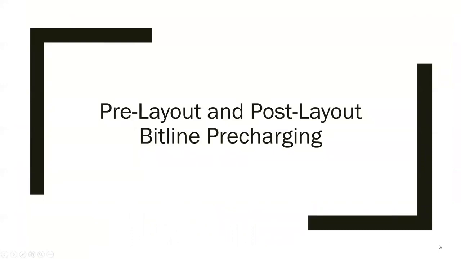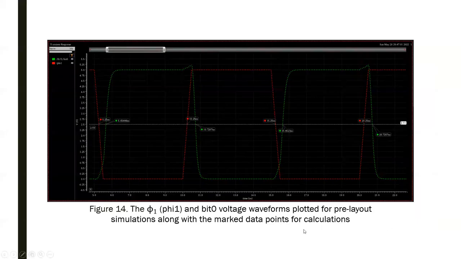And then for both pre-layout and post-layout conditions, we performed bit line precharging. And here we can see the phi1 and bit 0 voltage waveforms plotted for pre-layout simulations, along with the marked data points for calculations. And here we can see that as phi1 is falling, the bit 0 bit line waveform is rising, so we will be looking at these differences between them. And since here we have a rising condition, we will be calculating the rising propagation delay.